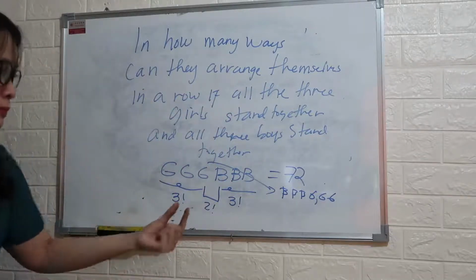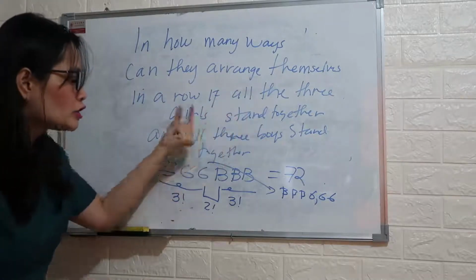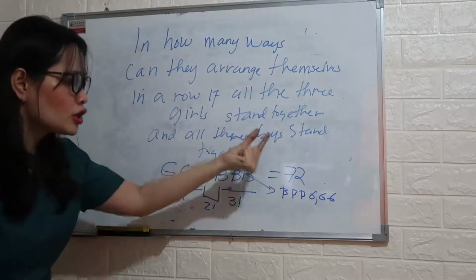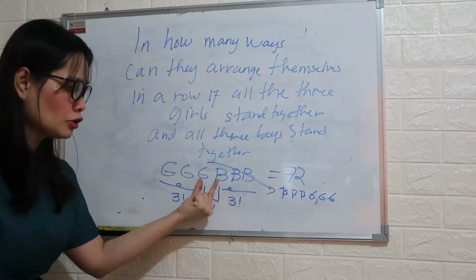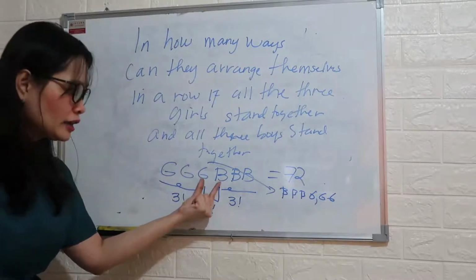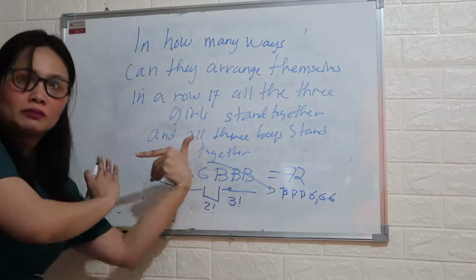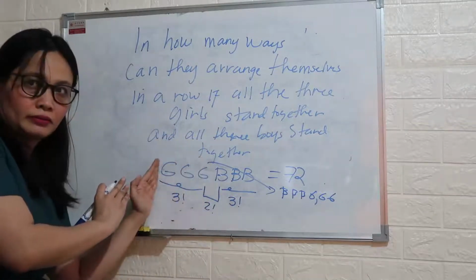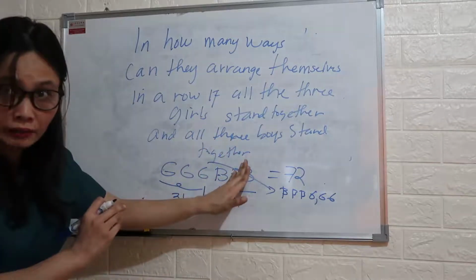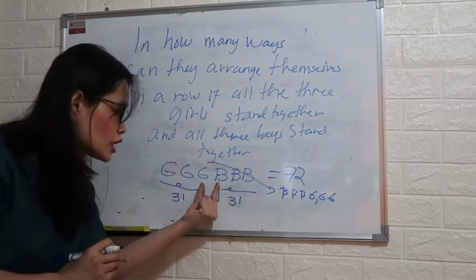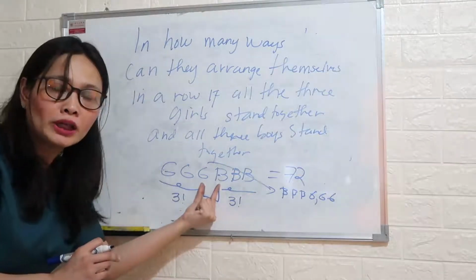Okay? But since there's a condition that all the 3 girls stand together and all the 3 boys stand together, so you need to arrange also the middle persons. Okay? Yung girl and boy sa middle. So kung lahat ng boys nasa left, so a-adjust din si boys. Pupunta siya sa left. Okay? If lahat ng girls nasa right, okay, so pupunta din si girl sa right. So there are 2 ways that you can switch the middle person or simply 2 factorial.